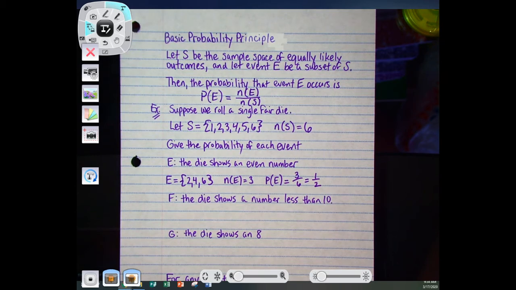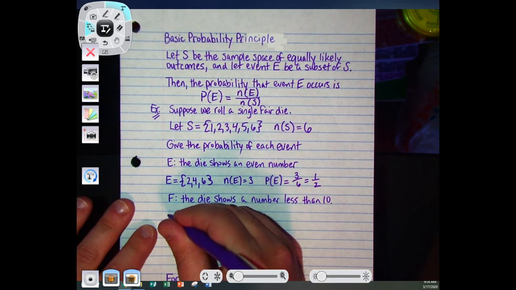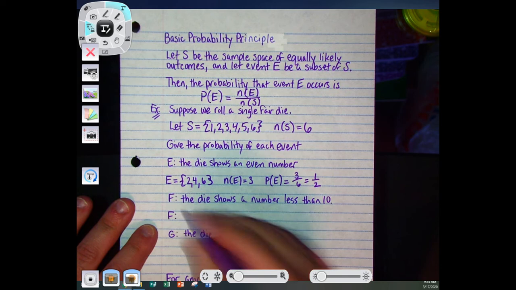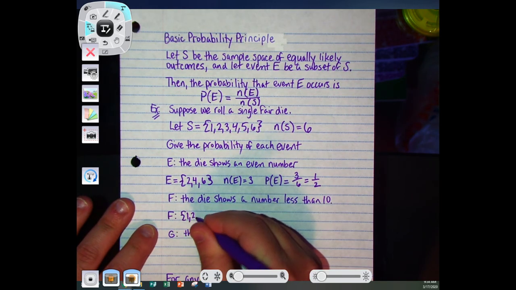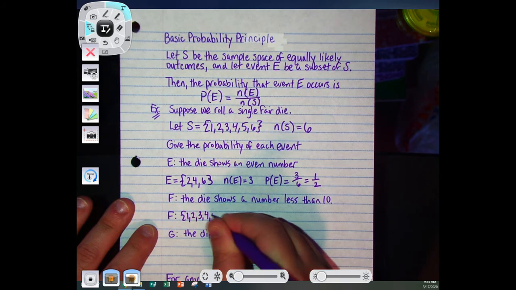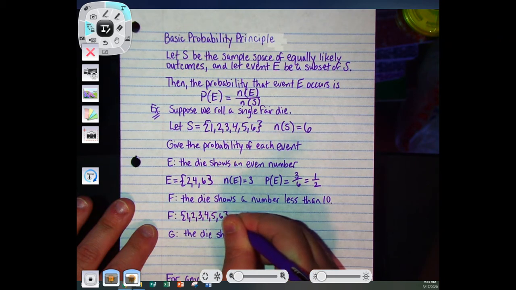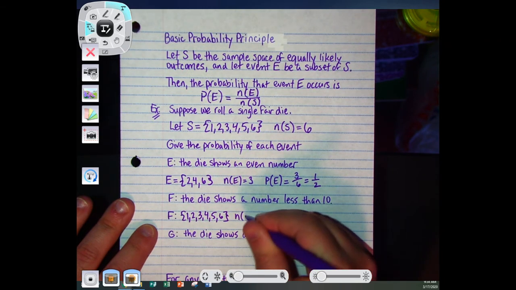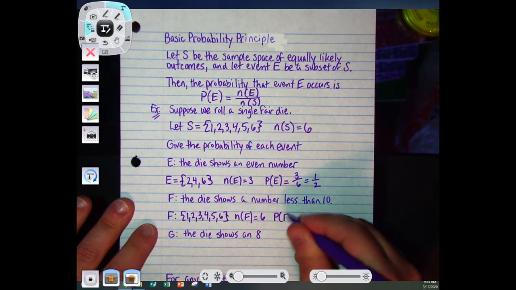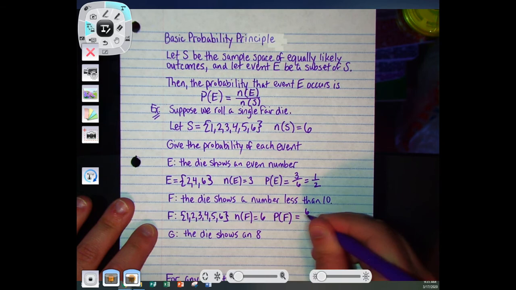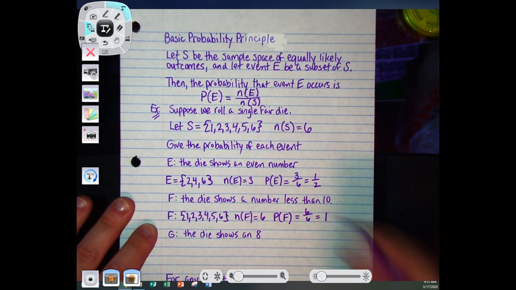Okay. Now, for F, it says that the die shows a number less than 10. So in this case, we know that F is all numbers. So F would be everything: 1, 2, 3, 4, 5, and 6. So therefore, N of F would be 6. So the probability of F would be 6 over 6, which is 1.